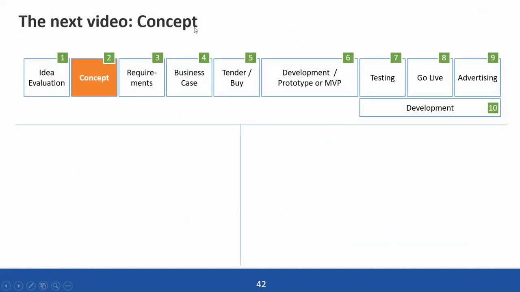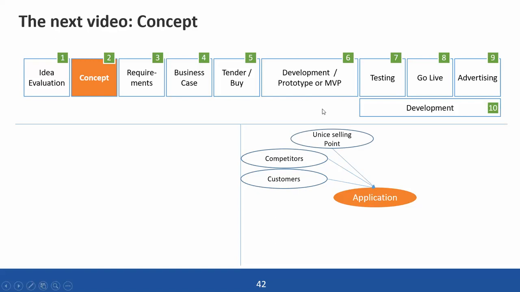So what is the next thing we have to do? The next thing we want to do is the concept. Like we said, the idea evaluation is done. We have a good feeling about this idea. I will start with the concept. Right now you think only of your application and a little bit of the environment, but you still need more insight about your customers, more competitors, and especially what my unique selling point is.